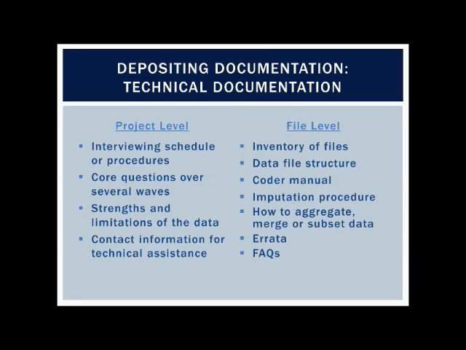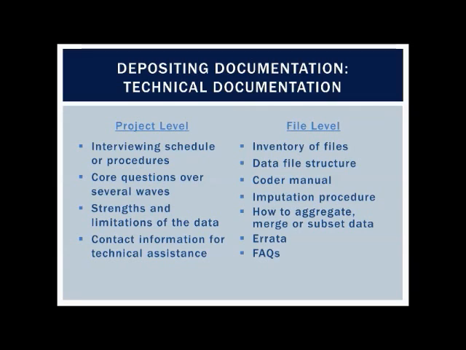And then at the file level, an inventory of the files. This is covered in the submission checklist. But an inventory that details how the files relate to one another and how they link up is very important. The data file structure should be clearly identified, especially if the data are in non-rectangular format. Some type of a coder manual to describe variable naming conventions, skip patterns, missing data designations.